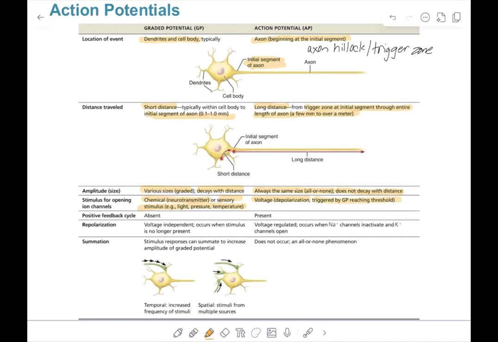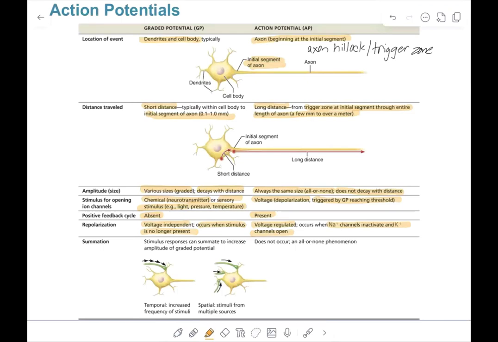There's a positive feedback cycle in action potentials because the same thing happens over and over. So once we have one action potential at a node of Ranvier, then we have another action potential at the next node of Ranvier, but we don't have that in graded potentials. For repolarization, it's voltage independent in graded potentials, and it occurs when the stimulus is no longer present. But in action potentials, it's voltage regulated, so it occurs when sodium channels are inactive and potassium channels open.